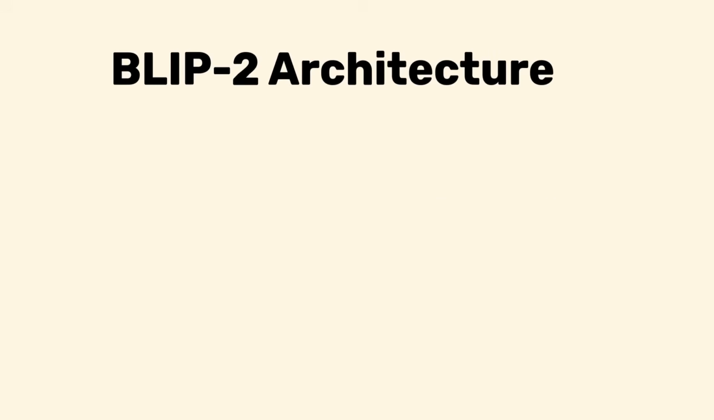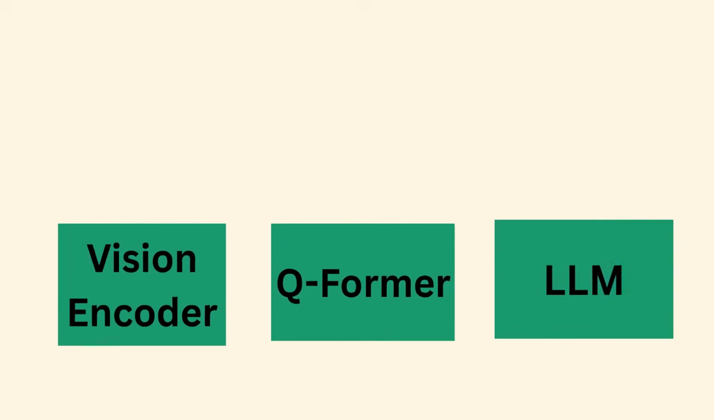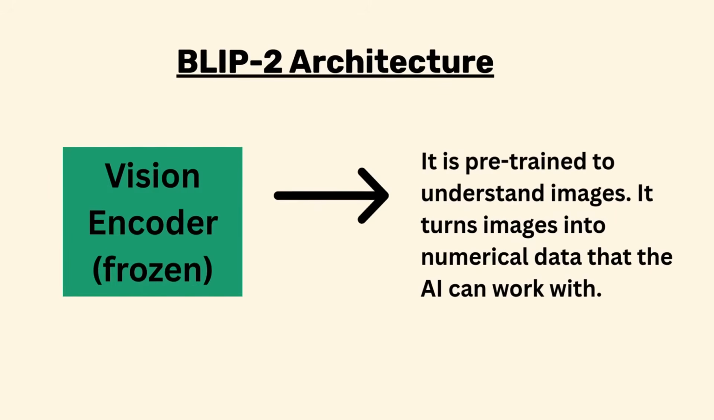BLIP-2 has three main parts: the vision encoder, the Q-Former, and the large language model. The vision encoder is pre-trained to understand images. It's a pre-trained model that turns an image into numerical data that the AI can work with.